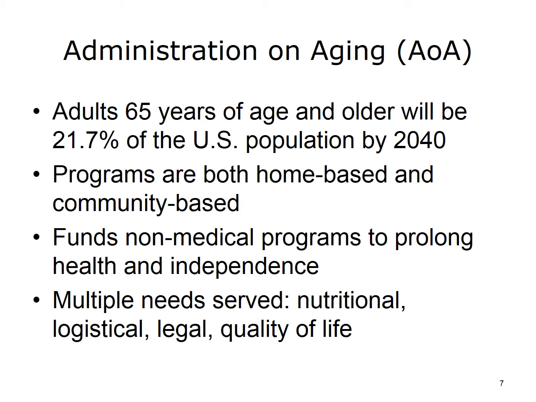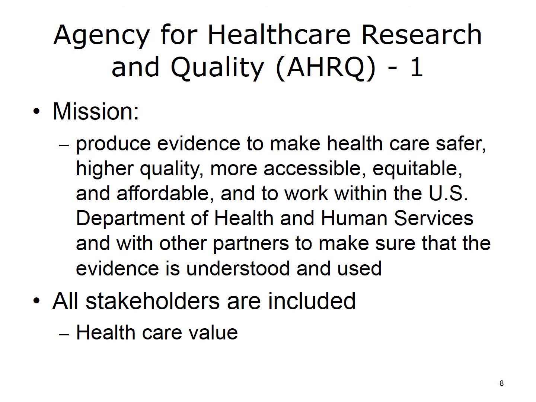Examples of these services are home delivery of meals, nutrition information, transportation services, adult daycare, and legal assistance. Decision-making about any issue is difficult when people do not have the information they need. In terms of healthcare, a good resource for information is the Agency for Healthcare Research and Quality, or AHRQ.